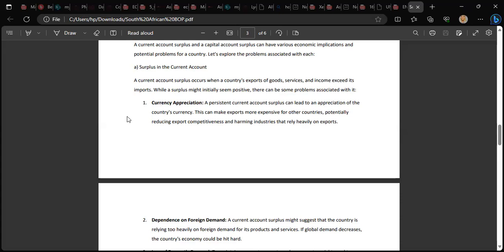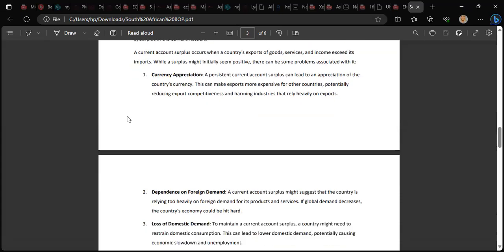So what are the problems associated with that? Problem number one, currency appreciation. A persistent current account surplus can lead to an appreciation of the country's currency. This can make exports more expensive for other countries, potentially reducing export competitiveness and harming industries that rely heavily on exports. All right, how does this happen? I'll be brief on that.